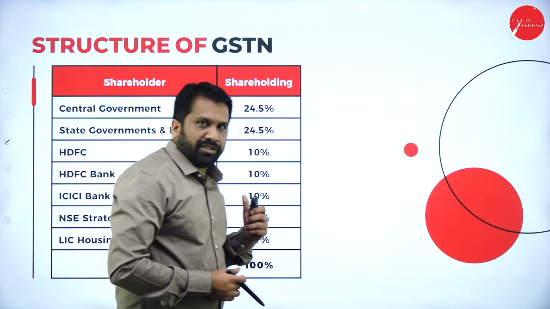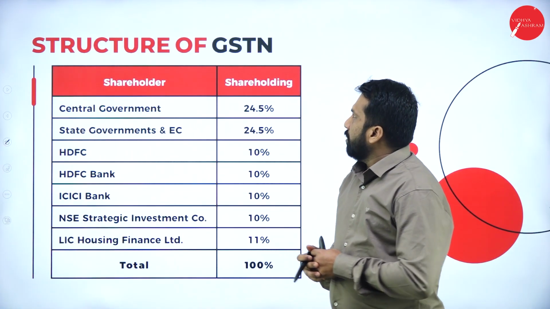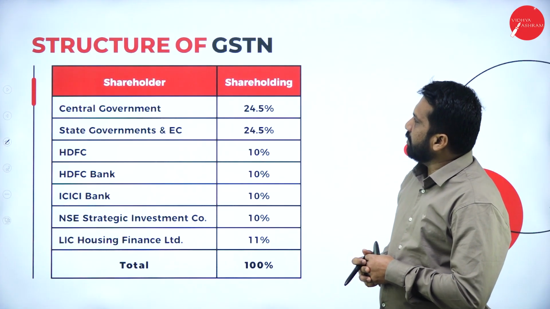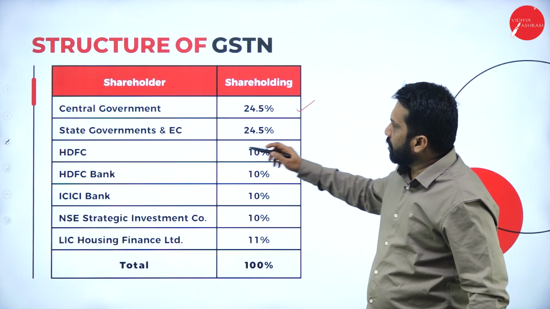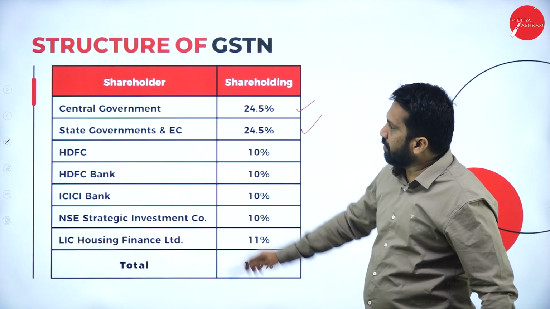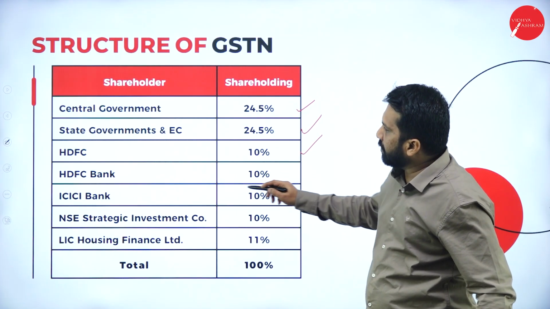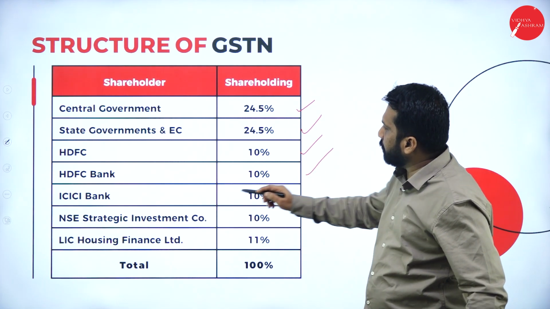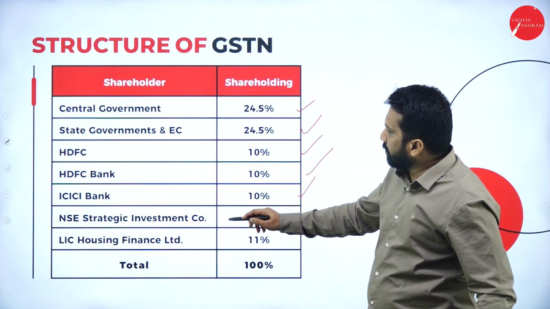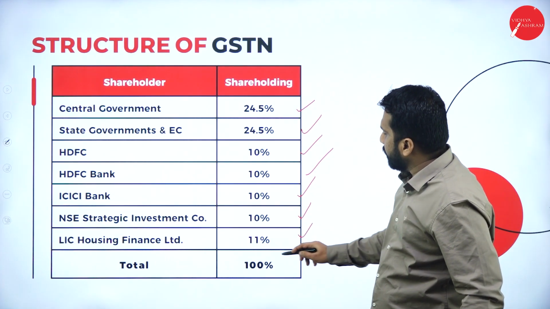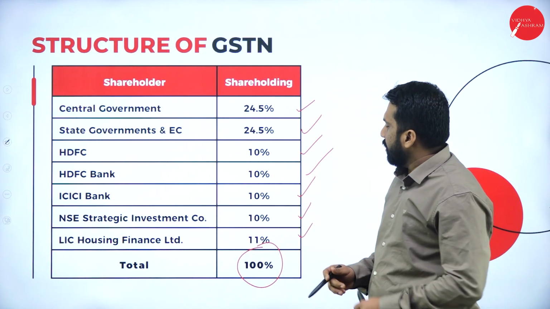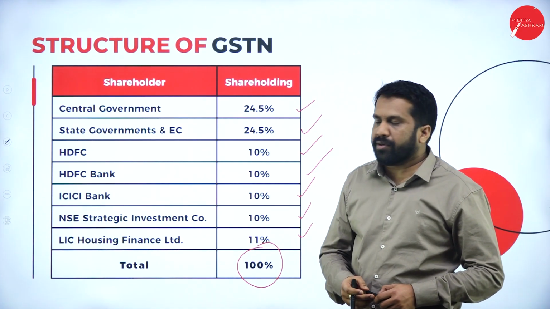This is important actually. Now, structure of GSTN. Central government shareholding is 24.5, state government holding is 24.5, HDFC holding is 10%, HDFC Bank holding is 10%, ICICI is 10, then NSE Strategic is 10, and last LIC Housing is 11. Total their holding is how much? 100%. Hope you are clear.